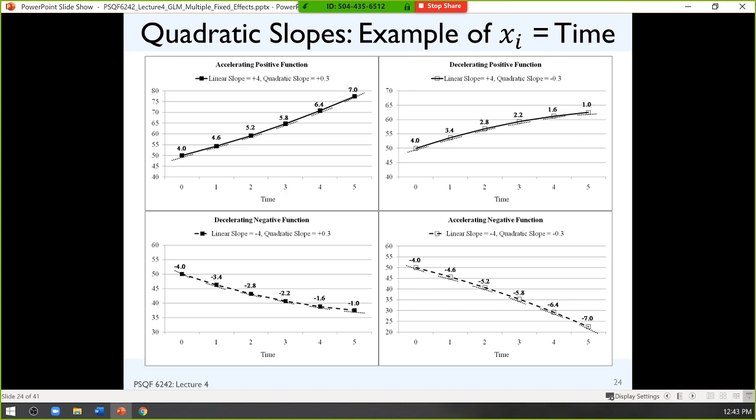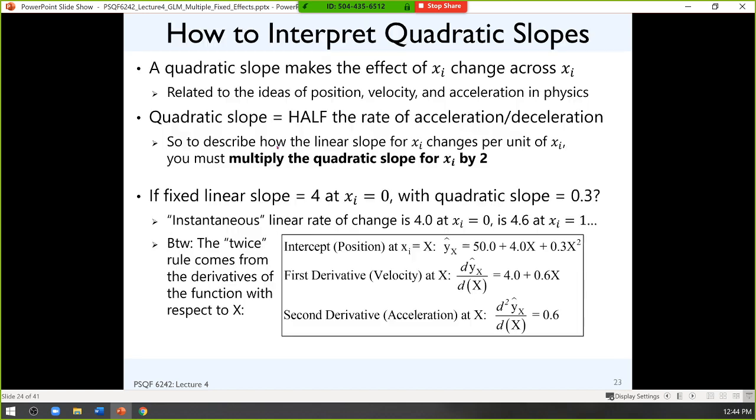Twice. So the way to interpret these coefficients, the quadratic slope, the job of it, because it's a higher order term in the model, x is nested within x squared. Its job is to take that effect of x and make it either more positive, less positive, more negative, or less negative. And the way that it does that, you have to multiply the coefficient for the quadratic slope by 2. So if this quadratic slope coefficient is 0.3, it makes the linear slope of x more positive by 0.6 for every unit up.